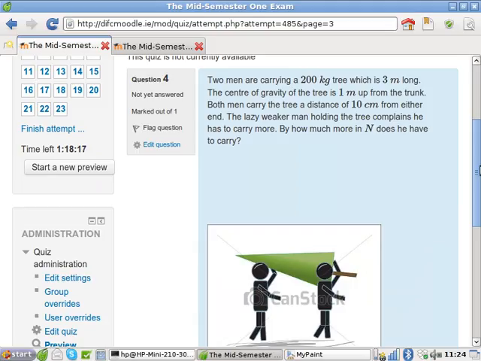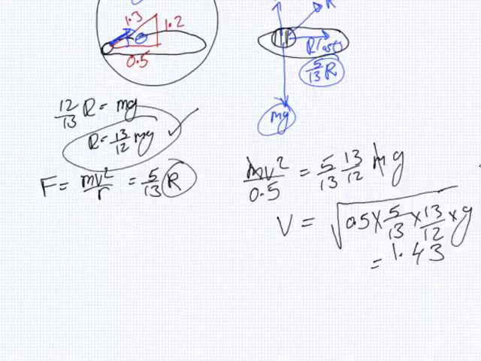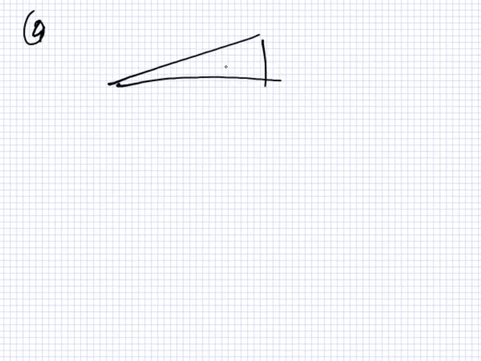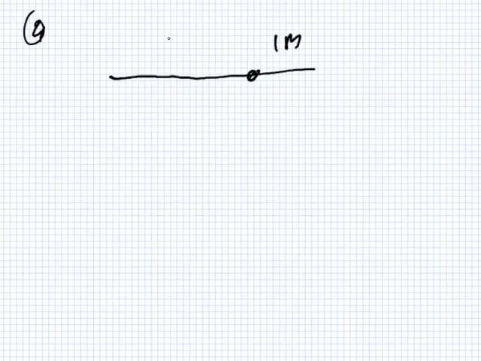Two men are carrying a 200 kilogram tree, which is 3 meters long, and the center of gravity is 1 meter up from the trunk, and both men carry it 10 centimeters from the end. So what's happening here is we have our tree, but because of the shape, the center of gravity is here, not at the middle. So this is 1 meter, this is 2 meters. That's what I said in the question. And that the men carry it 10 centimeters from the end.